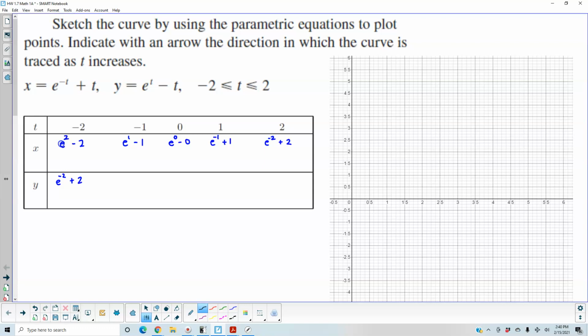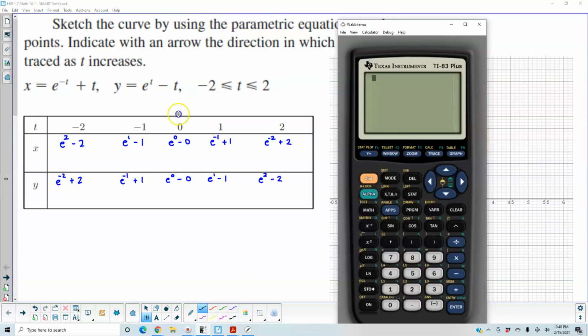And then negative 1, we're going to have e to the negative 1 plus 1. And then we have e to the 0 minus 0. We have e to the positive 1 minus 1. And then we have e to the positive 2 minus 2. So let's go ahead on our calculator, put this information in to find the approximation.